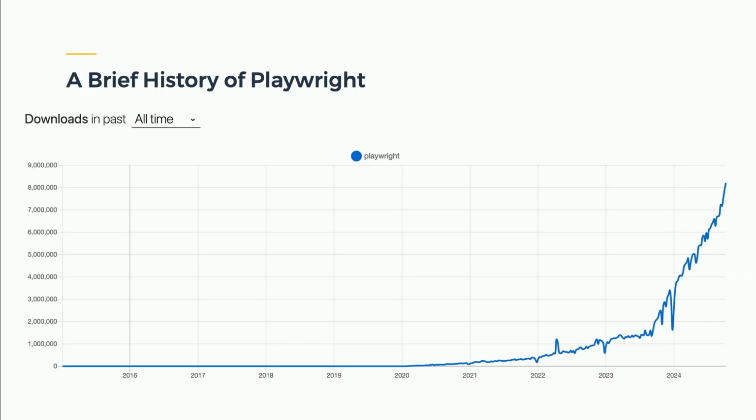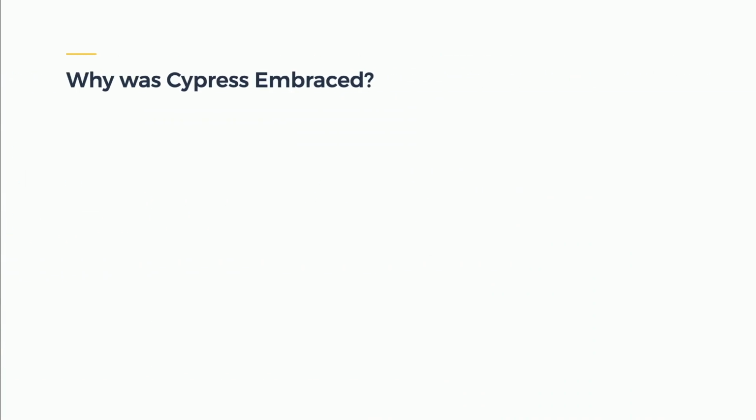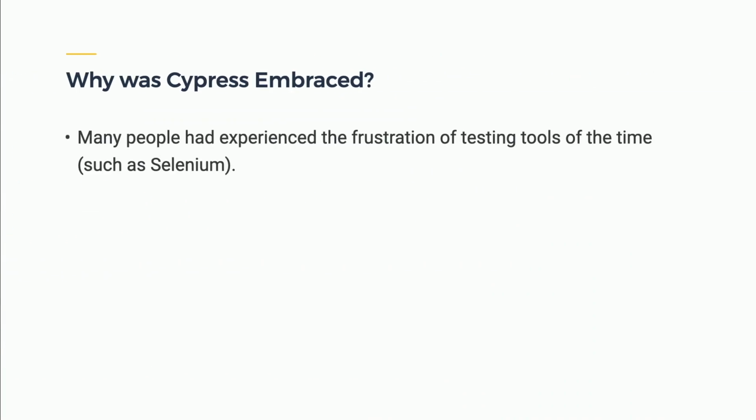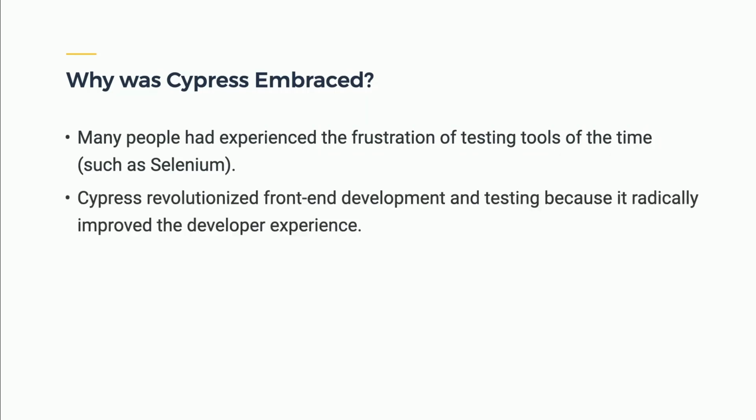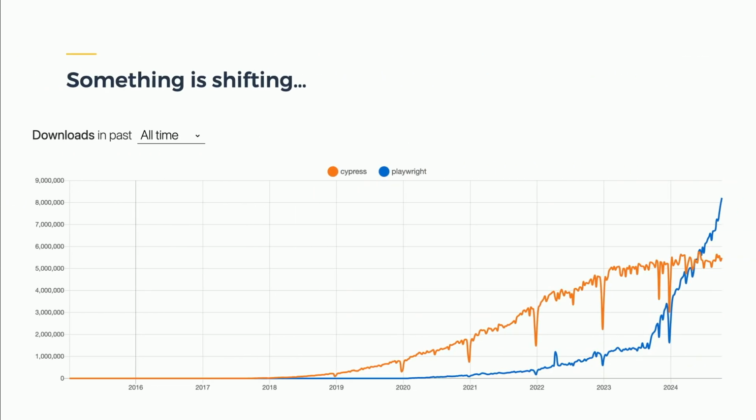So that's what's happening. Again, that's a recent snapshot. So it's exceeded Cypress. Okay, so why was Cypress embraced? Many people had experienced the frustration of testing tools, such as Selenium, and it basically revolutionized front-end development because it radically improved the developer experience. The test runner is open source as well.